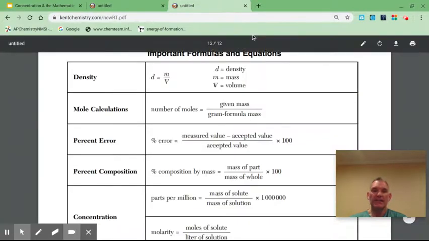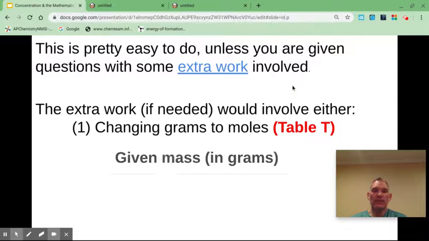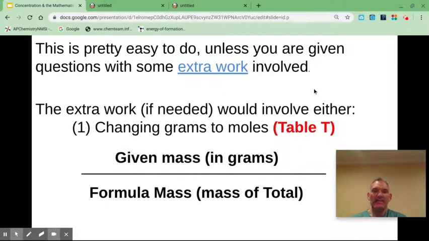So back to table T, notice we have this thing called the mole calculation. It tells me to find the number of moles, which I need for molarity. I take the given mass in the question, and I divide it by the gram formula mass, which we know is just adding up what the formula actually weighs. So if I know I'm going to take the given mass and divide by the formula mass to get the total, I can find the moles. And when we carry out this calculation, we always get on the round side of small numbers. So we're going to round to the tenth if it's less than 1.